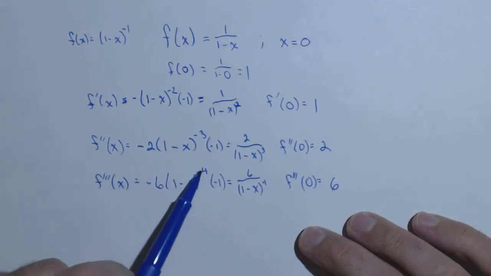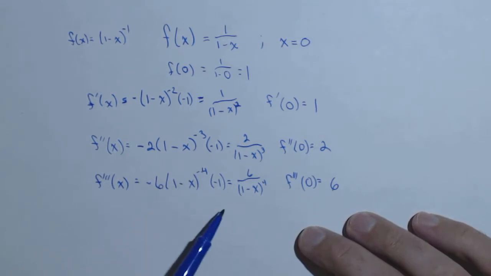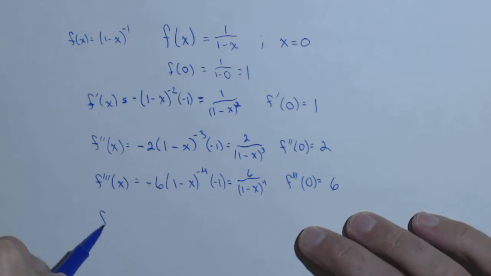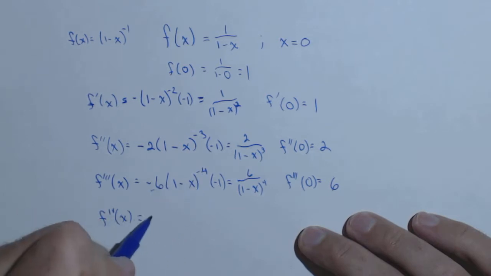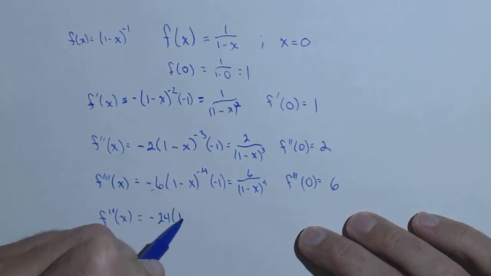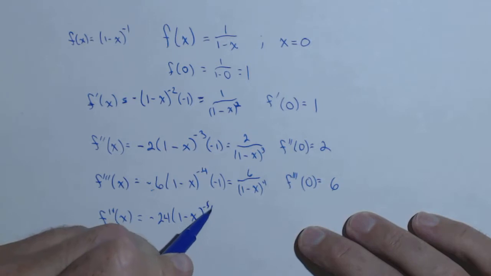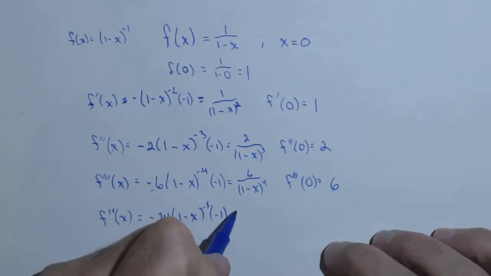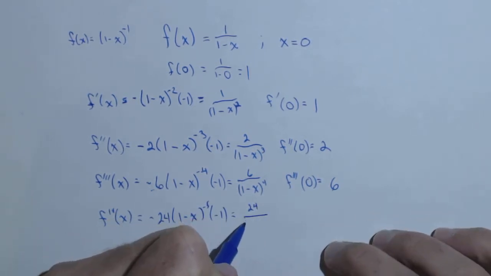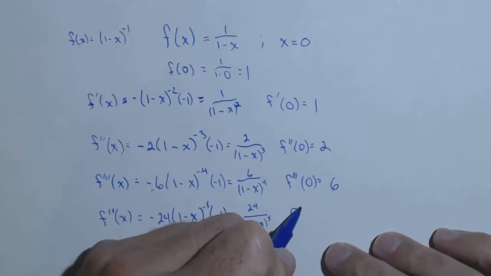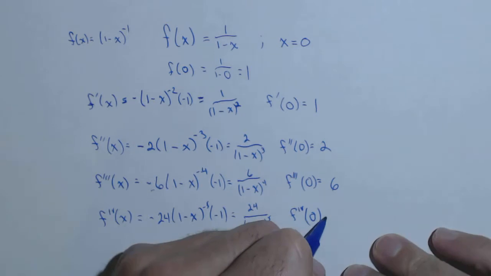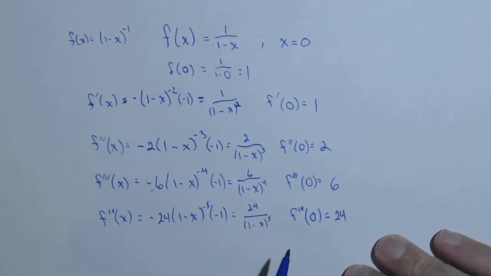Let's do one more, but you can start to see what's happening, and we're going to multiply by 4. Next time we're going to multiply by 5. So the fourth derivative at x is going to be, now remember these negatives canceled, so a negative 24 times 1 minus x to the negative 5 times negative 1. So we get 24 over 1 minus x to the 5th. So the fourth derivative at 0 is 24.